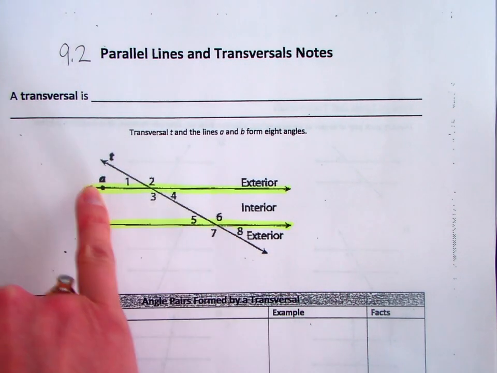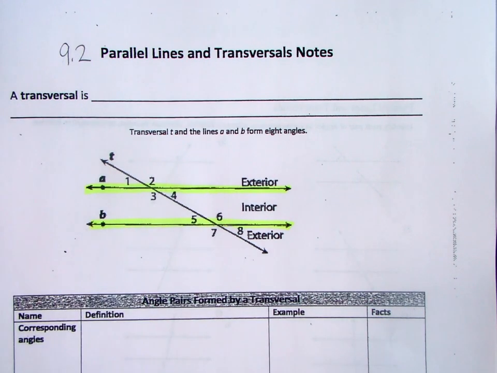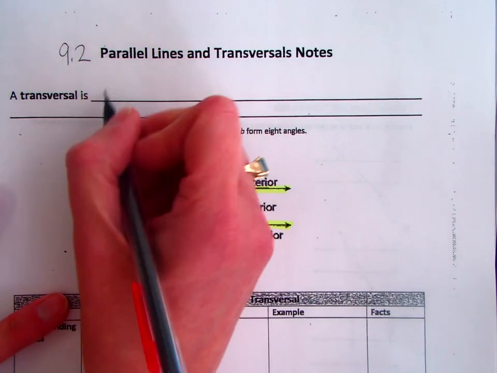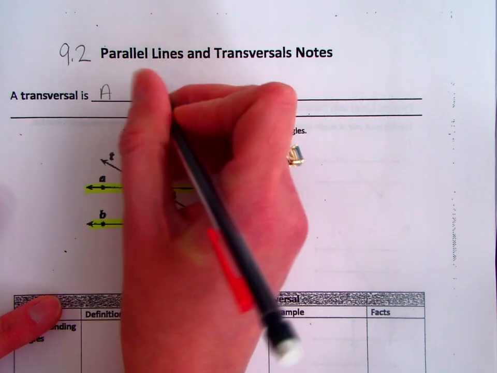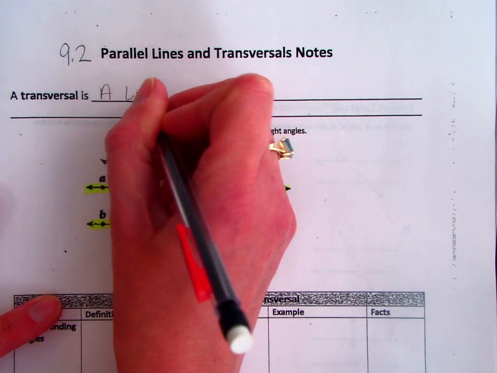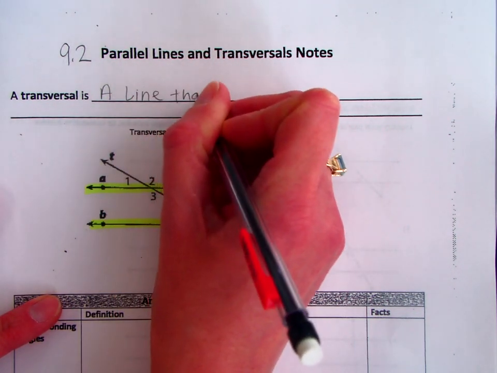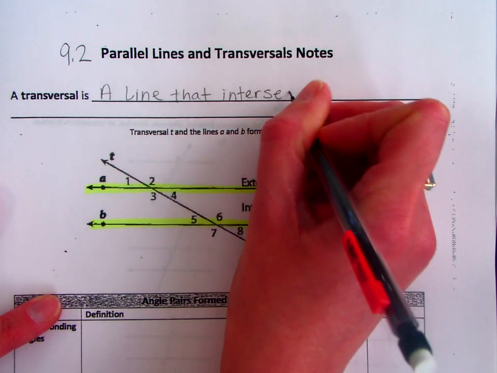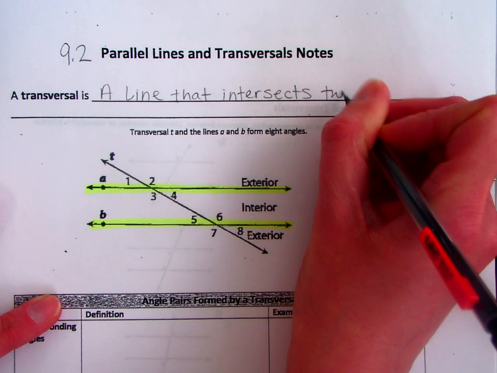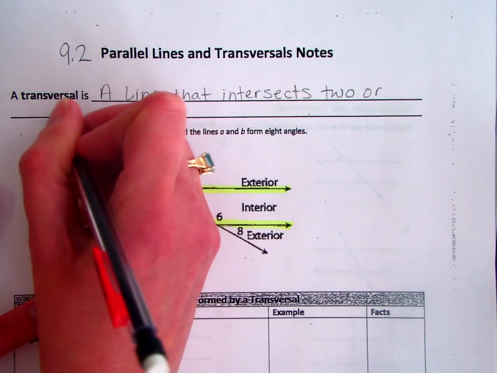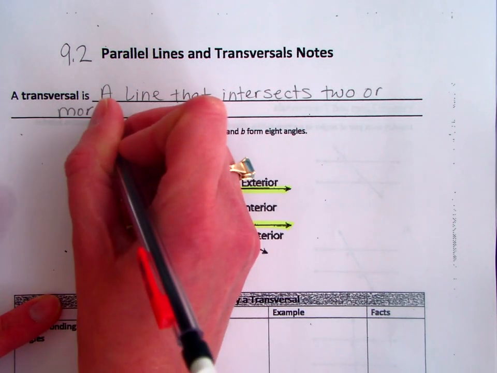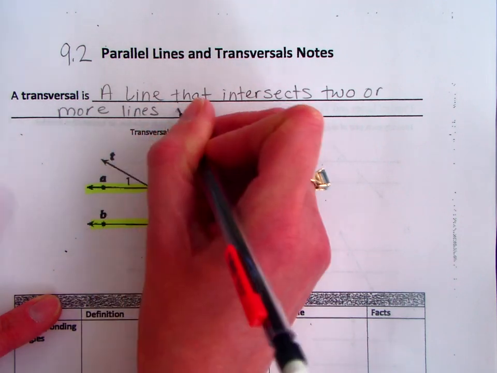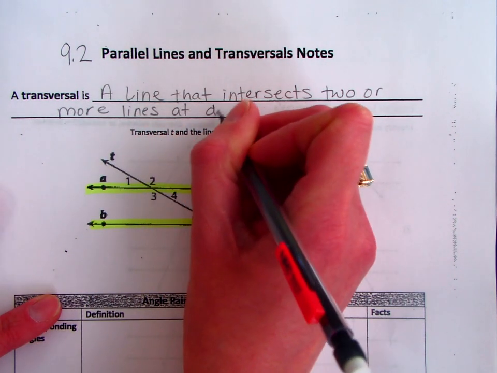So that might be a new word for us. A transversal is a line that intersects two or more lines at different points.